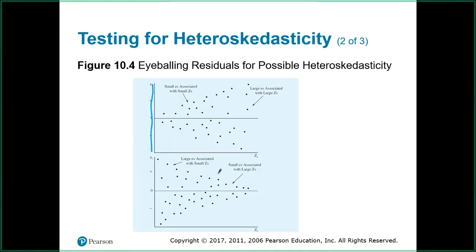In this case, these are stylized graphs, but in both cases this would look like heteroskedastic data. The variance of the residuals on the top graph is much larger out towards the right. On the bottom graph, the variance of the residuals is much larger towards the left.